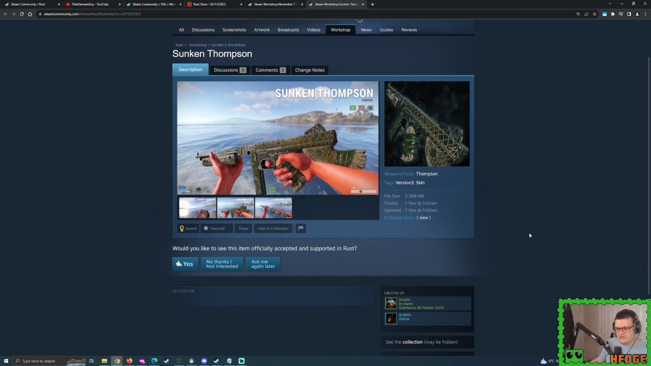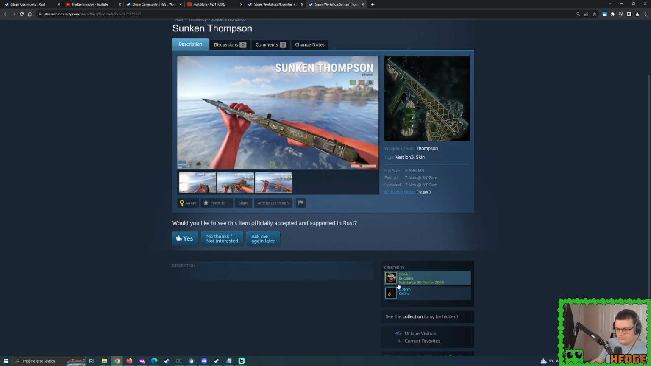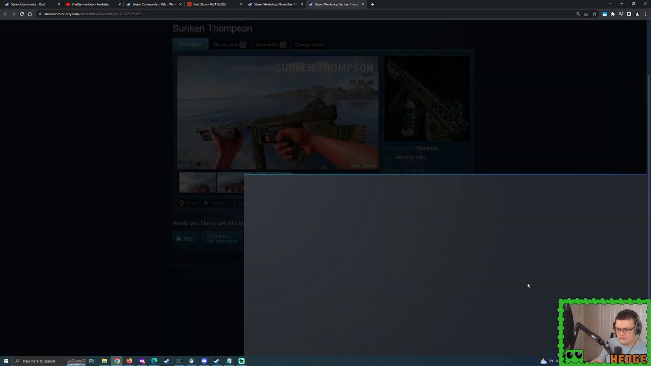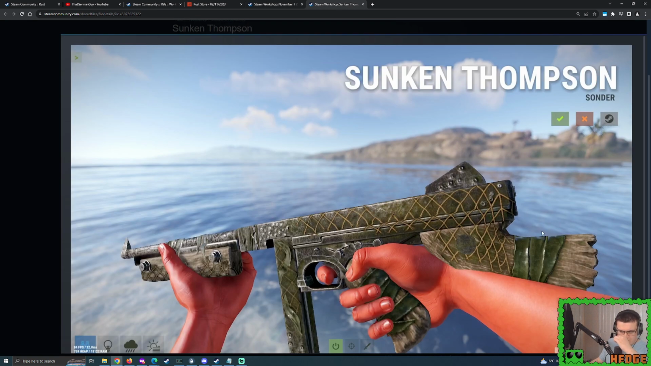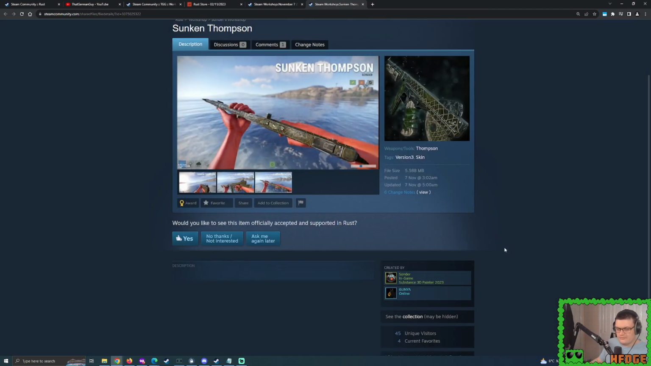Next, we have the Sunken Thompson. This is produced by Sonder and Gunya. This used to be Sonder, I believe. Get a good look at this. It's all nice and wrapped up. Got a few barnacles on the side and whatnot. Cool. Very nice. It's definitely been in that water for quite some time.